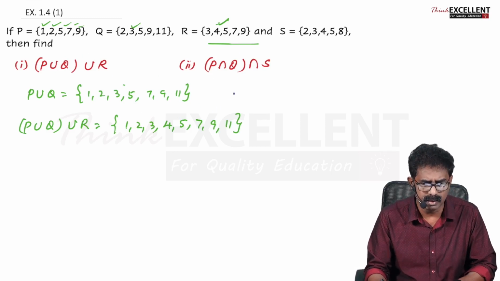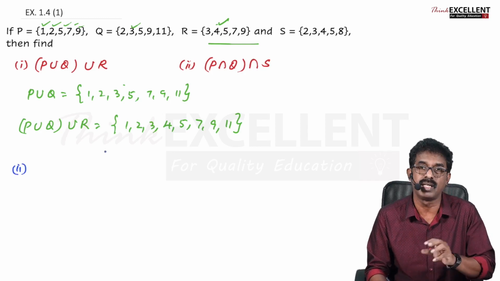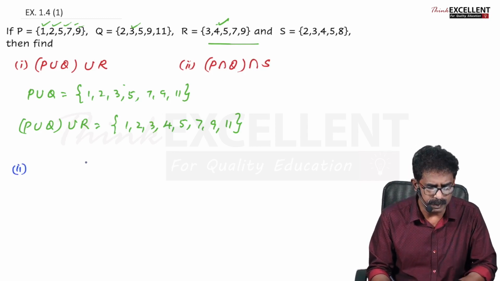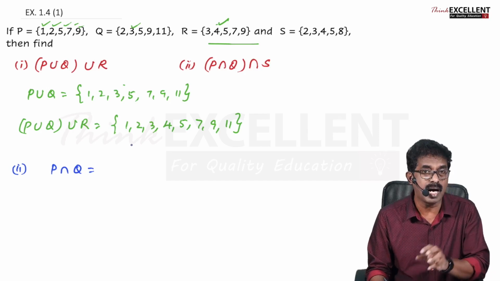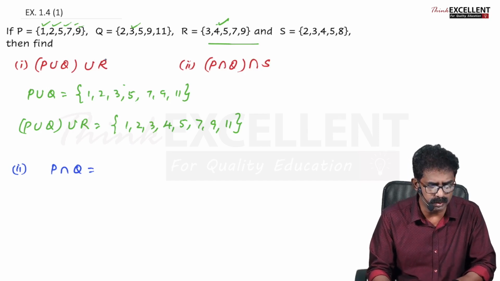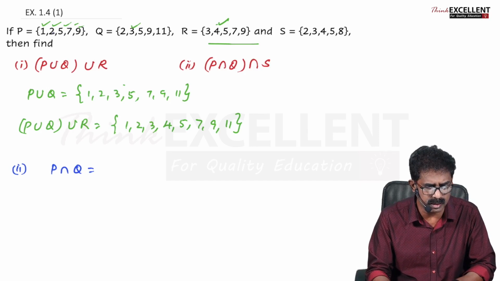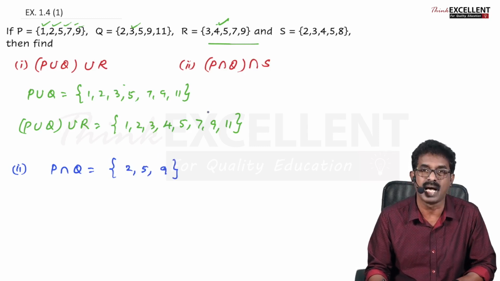See the second part. For the second part, first you find the term inside the bracket. What is it? P intersection Q. P intersection Q means the common elements for P and Q. See what is common? 2 is common. 5 is common. 9 is common, right? Say what are the common elements? 2, 5 and 9, right?